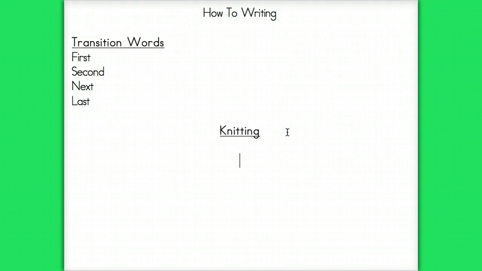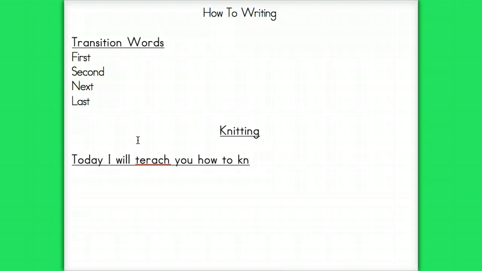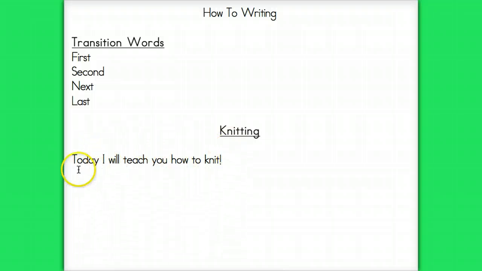So, knitting. I'm going to come down a few spaces. So I'm going to say, today I will teach you how to knit. Oops, I have a boo-boo here. So today I will teach you how to knit. There's my first sentence. I'm going to get rid of the bold and the underline. So remember, this is my introduction sentence. I'm not telling you anything about how to knit yet. I'm just letting you know what I'm going to teach you about today. So this is called your topic sentence, okay?